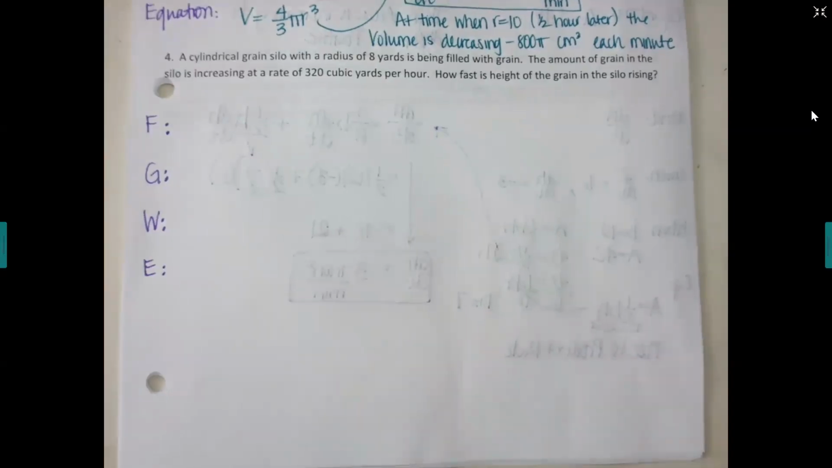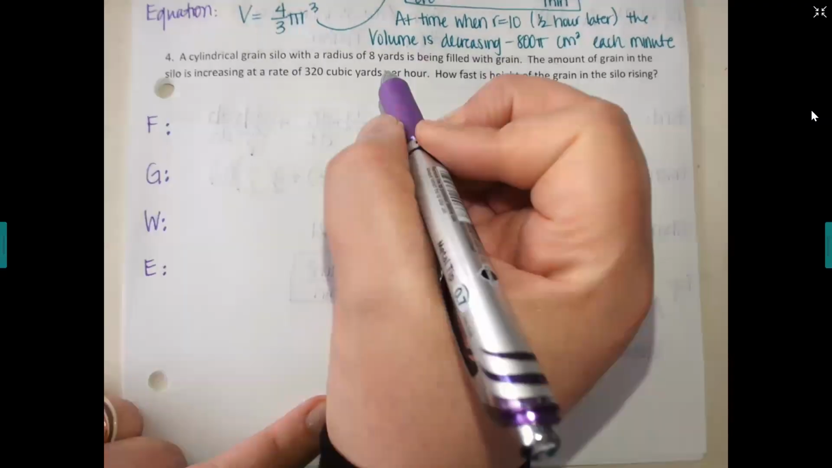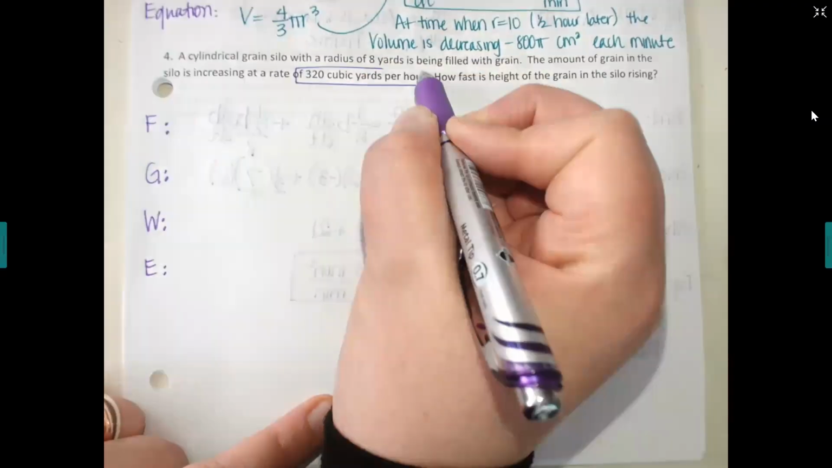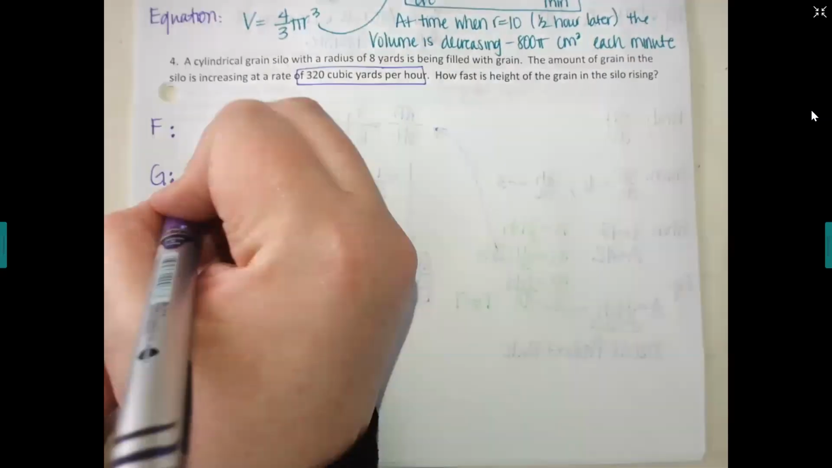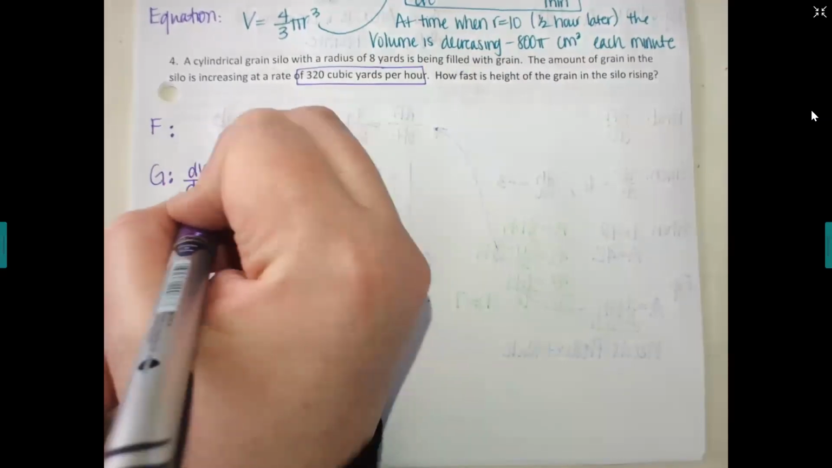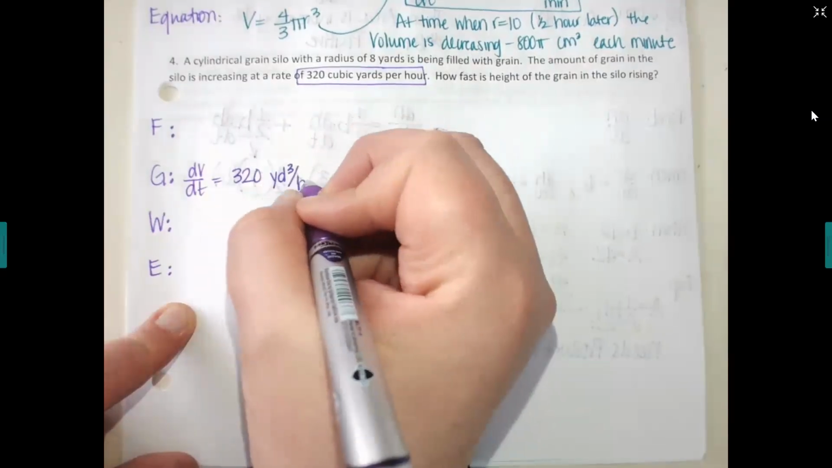All right. Let's kind of lock in and try to finish these last two so you have time left over. Okay, it says a cylindrical grain silo with a radius of 8 is being filled with grain. The amount of grain in the silo is increasing at a rate of 320 cubic yards per hour. If it's measured in cubic yards, what is it a measurement of? Volume. So put dV/dt equals 320 cubic yards per hour.